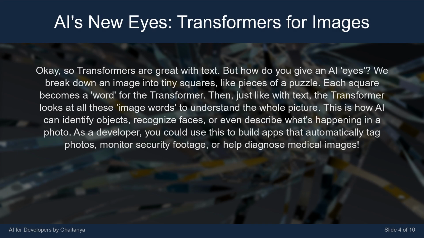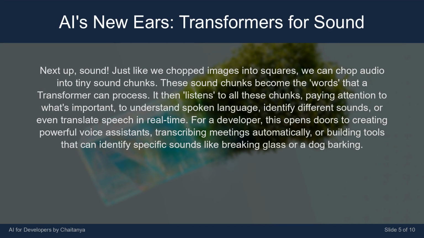Okay, so transformers are great with text. But how do you give an AI eyes? We break down an image into tiny squares, like pieces of a puzzle. Each square becomes a word for the transformer. Then, just like with text, the transformer looks at all these image words to understand the whole picture. This is how AI can identify objects, recognize faces, or even describe what's happening in a photo. As a developer, you could use this to build apps that automatically tag photos, monitor security footage, or help diagnose medical images.